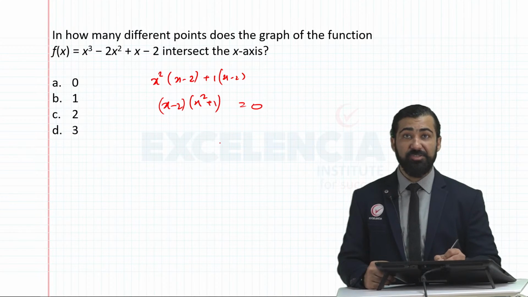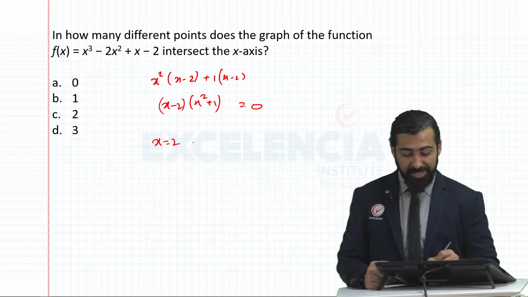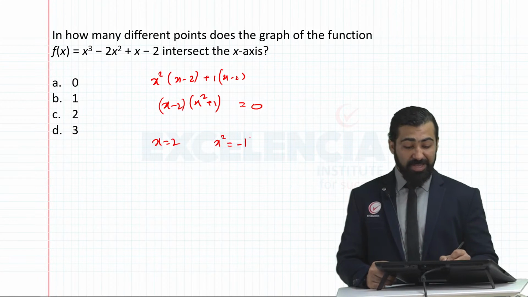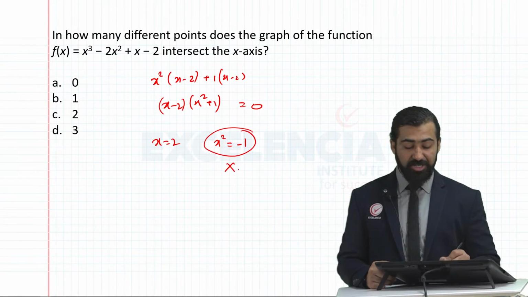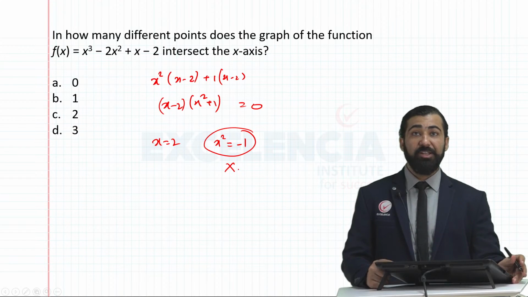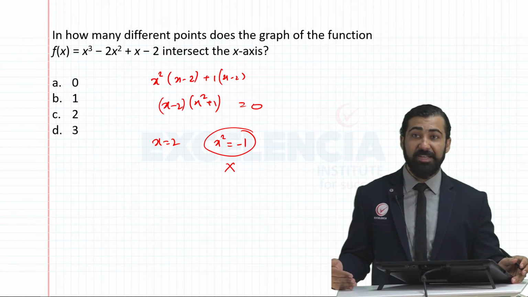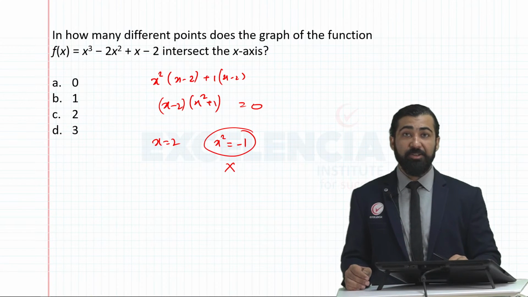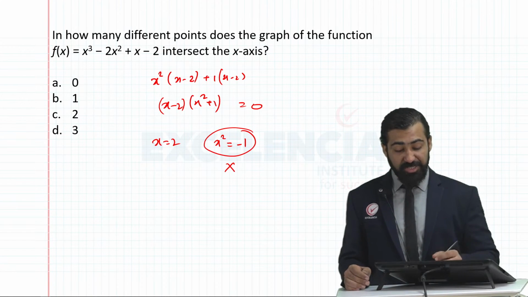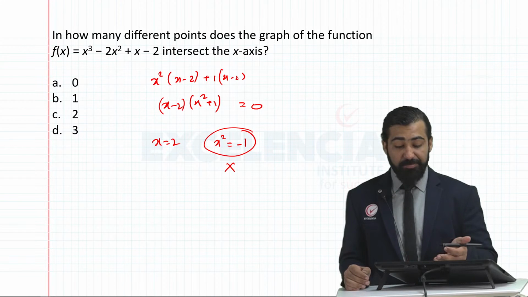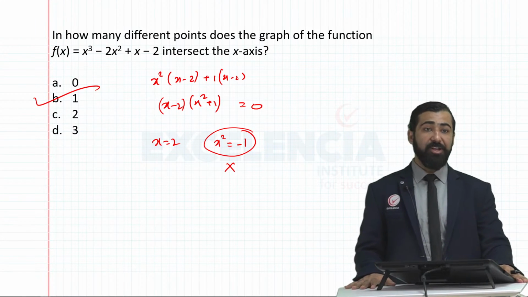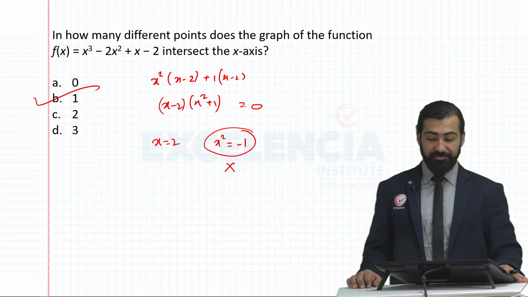When I equate this to 0, from the first part I'll get x is equal to 2, from the second part I'll get x square is equal to minus 1. X square equals minus 1 is not a real number. Whenever your graph is intersecting the x-axis, that means there's a real number. So x equals 2 is the only point at which your graph will intersect the x-axis. So option B, 1, is the correct answer.